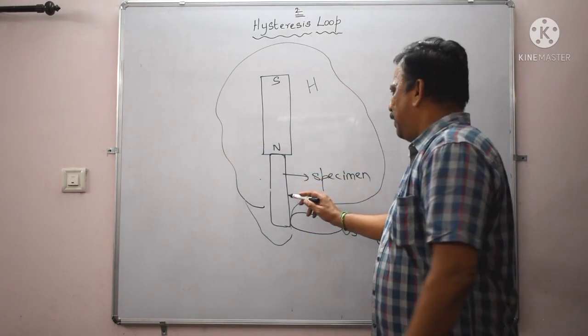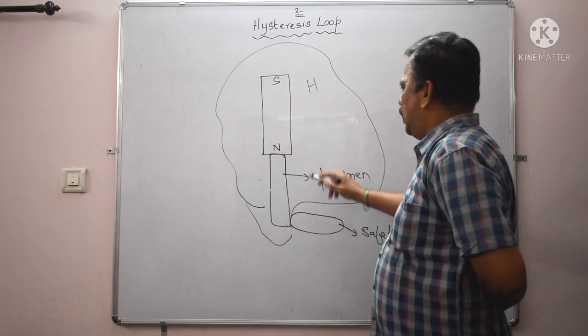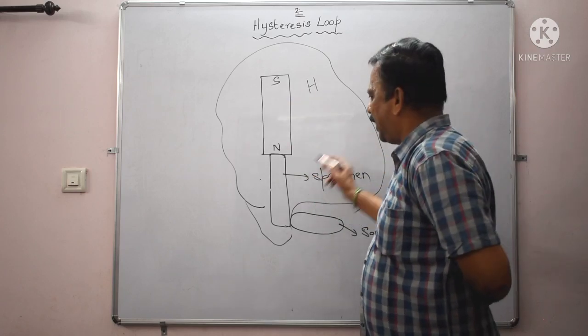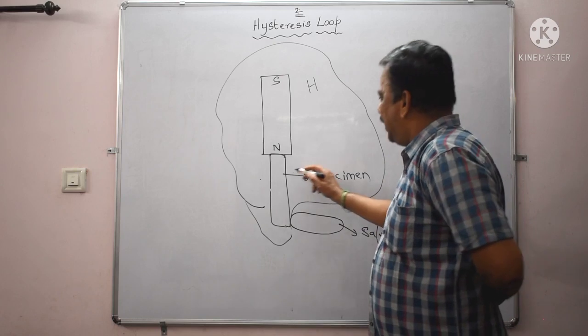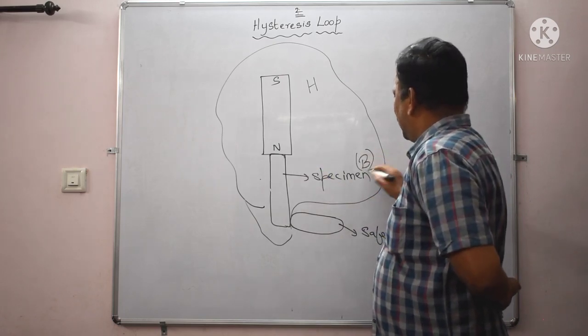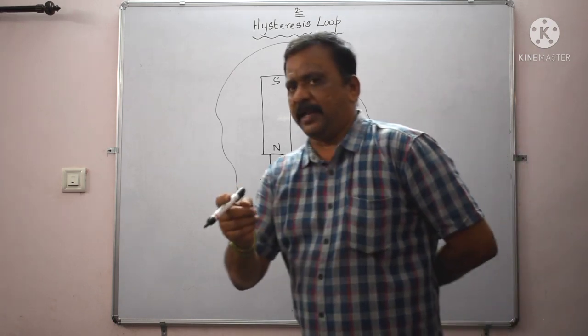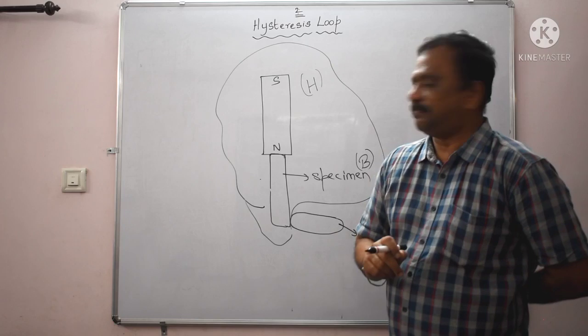Once the specimen is taken within the magnetic field of the bar magnet, it has got magnetized. A magnetic field is induced in the specimen. Let it be B. So H is the magnetizing field strength and B is the magnetic field induced in the specimen.